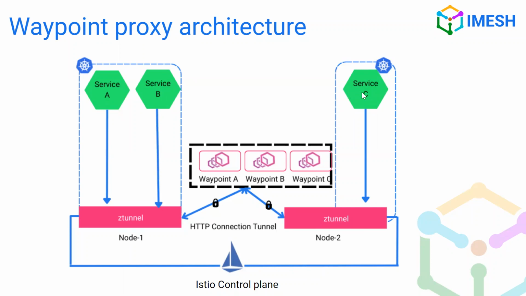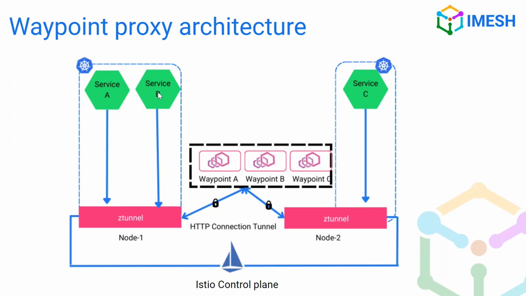Similarly, if C wants to communicate to B, C will send the data to Ztunnel on the same node. Then that Ztunnel will send the data to Waypoint proxy B. After that, data will come from Waypoint to Ztunnel of node 1, and then it will go to service B.